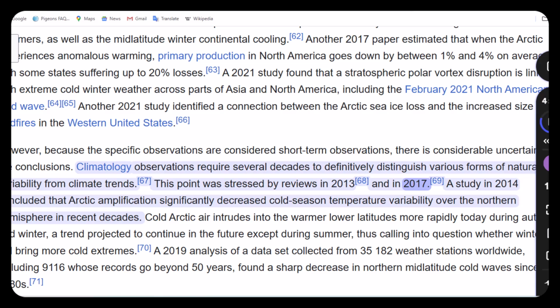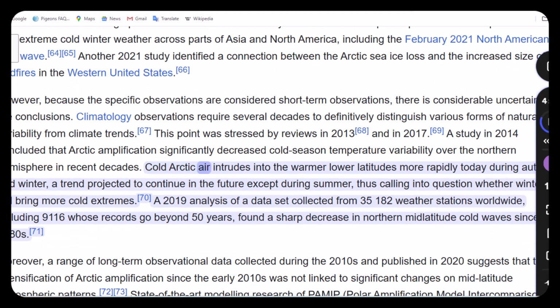A study in 2014 concluded that Arctic amplification significantly decreased cold season temperature variability over the Northern Hemisphere in recent decades. Cold Arctic air intrudes into the warmer, lower latitudes more rapidly today during autumn and winter, a trend projected to continue in the future, except during summer, thus calling into question whether winters will bring more cold extremes.